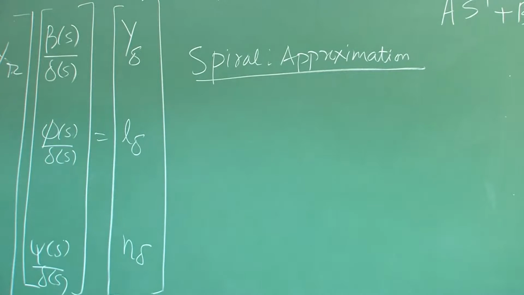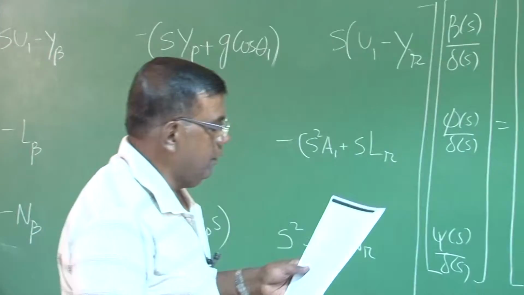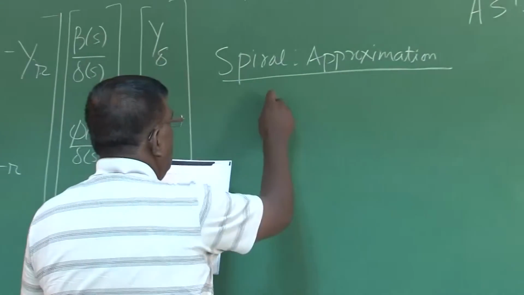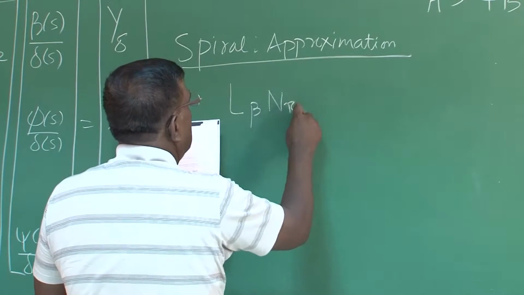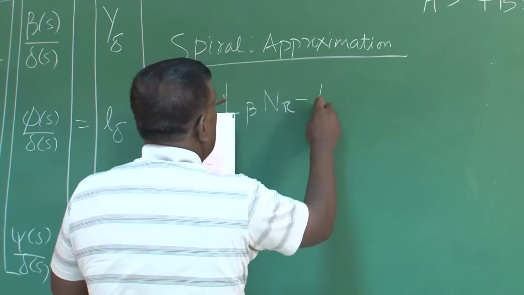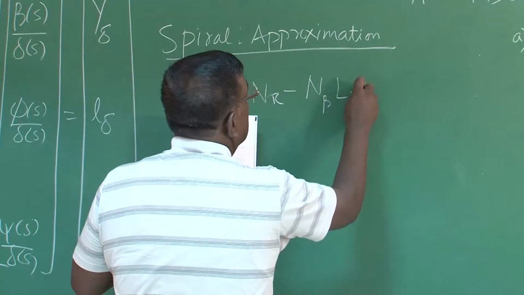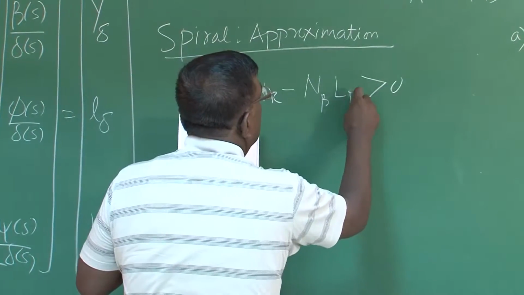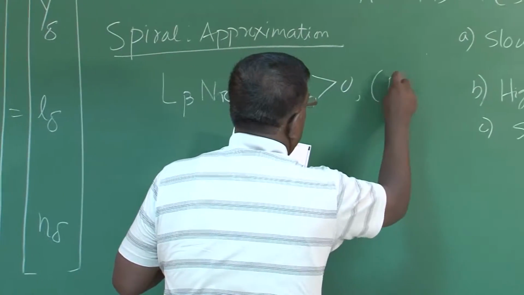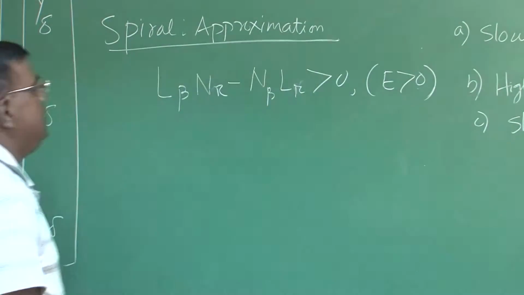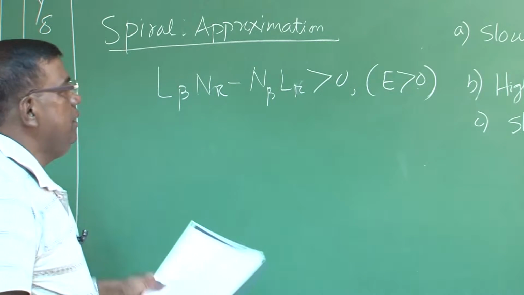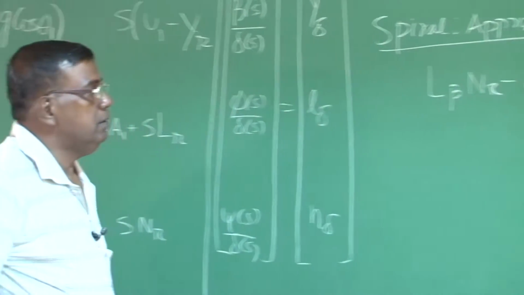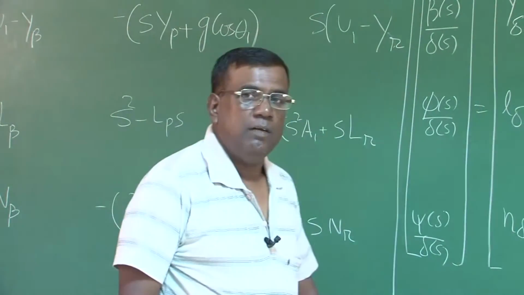Before we go for the spiral approximation, please remember we found out a condition: L beta NR minus N beta LR greater than 0. Remember, this was from the condition E greater than 0. We said if E is greater than 0, then it will not suffer from any spiral mode divergence. Right? First of all, let us understand what a spiral mode is.